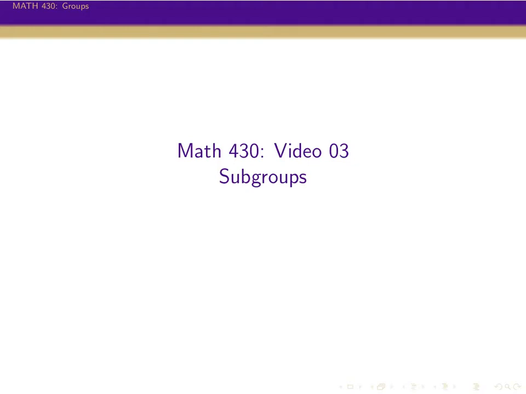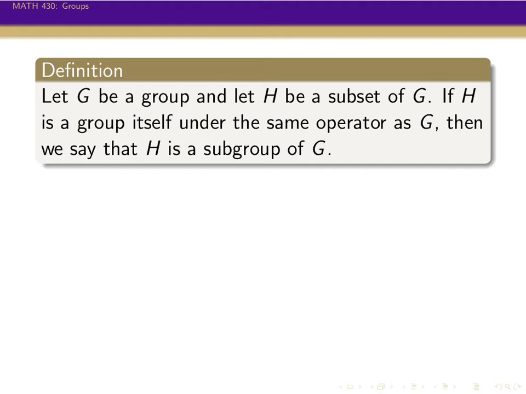And subgroups, basically from the name you can pretty much guess what they are. So if we have G be a group and let H be a subset of G, then if H is a group itself with the same operator as G, then we're going to say that H is called a subgroup of G. So a subgroup is a group inside of another group. So it has all the properties of being a group.